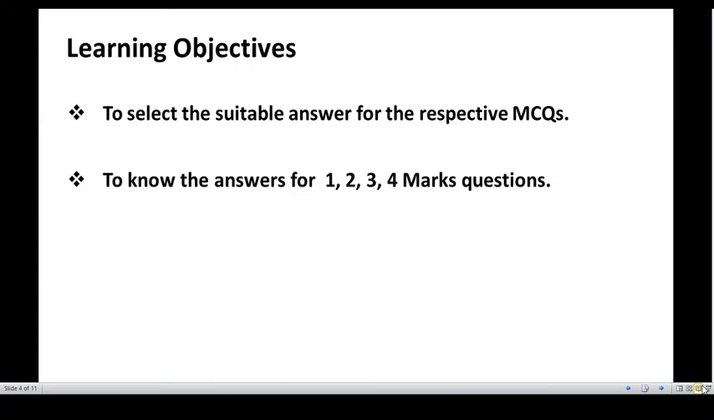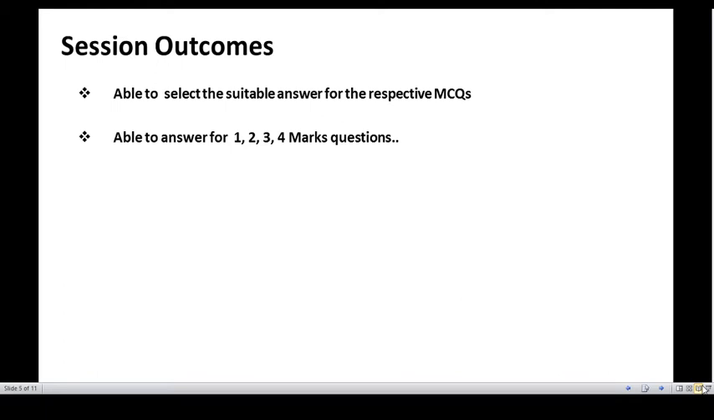Now, the learning objective of the present session is to select a suitable answer for the respective multiple choice questions and to know the answers for 1, 2, 3, 4 and 5 marks questions. The outcome of the present session is that one can select the suitable answer for the respective multiple choice questions, and one will be able to answer 1, 2, 3, 4 and 5 marks questions corresponding to this chapter.